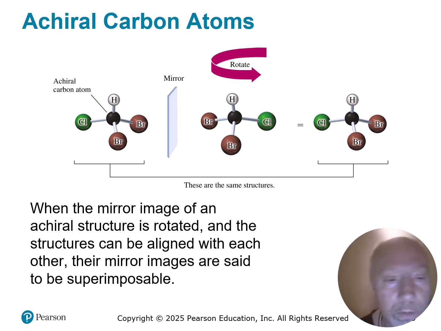We didn't have to do all that. Once we realized this was an achiral carbon atom, we knew this would not be chiral. It had to be achiral. We did the mirror test just to prove the point.